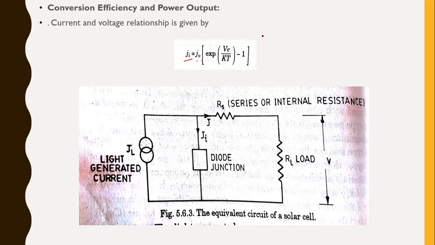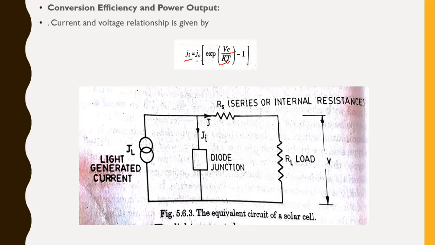And the next term is V. Here capital V is the voltage across the junction. And small e represents the electronic charge. And K is called the Boltzmann constant. And T is the absolute temperature.